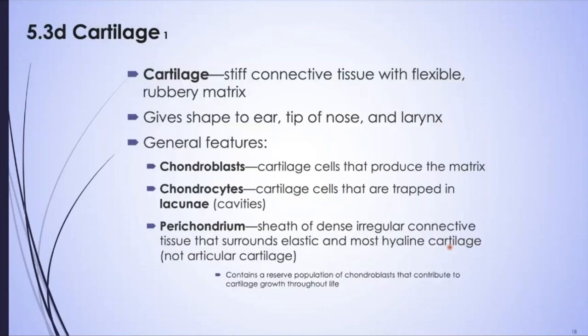All righty. So let's move on to cartilage. Cartilage is going to be stiff connective tissue, has flexible rubbery matrix. Okay, it's going to give shape to many organs, like for example, give shape to the ear, the tip of the nose, the larynx. It's going to provide not only shape, but also the ability for movement, but limited movement.